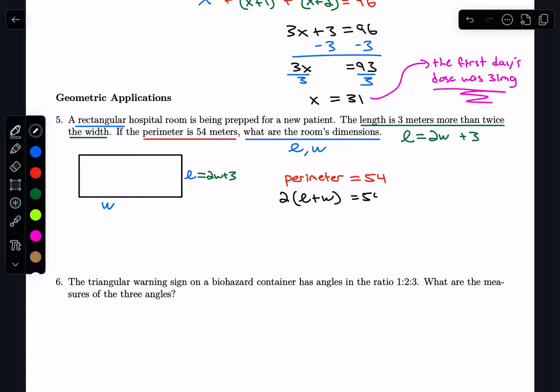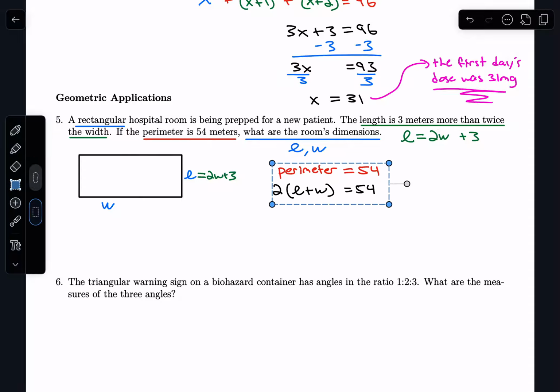So we're going to have 2 times (length plus width) equals 54, where all I did to get that was know that the perimeter of a rectangle was all 4 sides added together. So if we add together the length and the width, that's 2 of the sides, but then we still have a top side and a left side, which are another L and W. So that's why we multiply it by 2. But 2 times (L plus W) has 2 variables in it. We want to only have 1 variable.